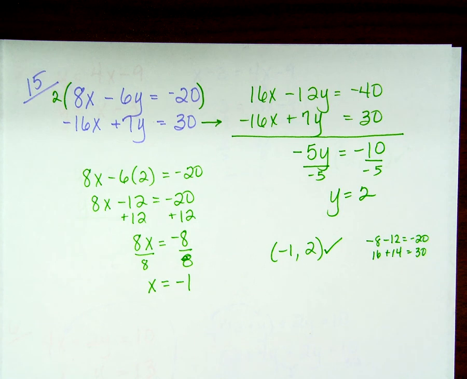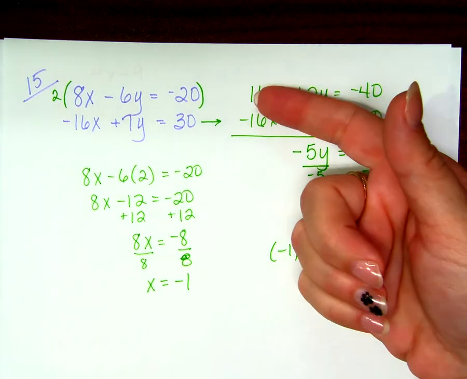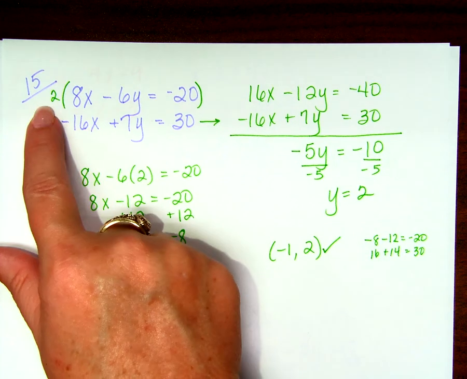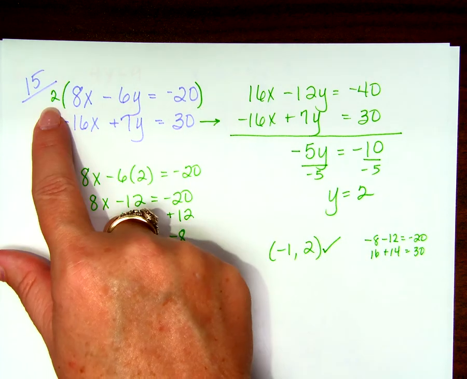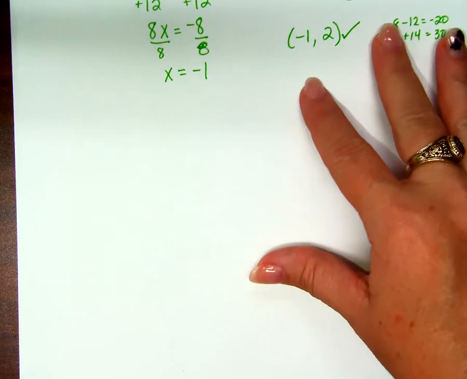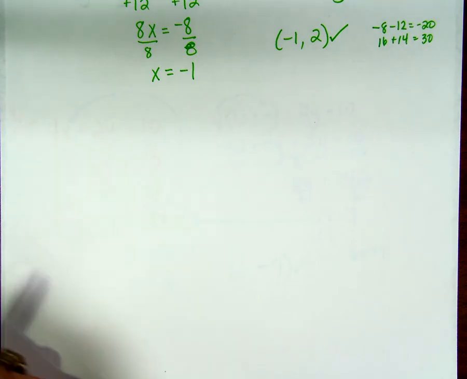Any questions about this? So in this particular example, in order to get one of my variables to eliminate, I had to multiply one of the equations by a number, didn't I? Is that the only possibility that might happen? Let's look at 19.